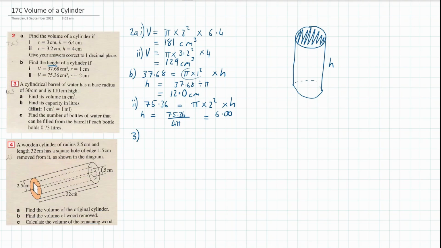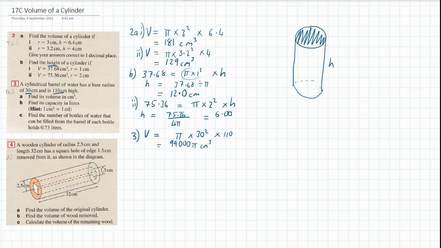Okay, number 3. I've got a cylindrical barrel of water that has a base radius of 30, and it's that high, and I've got to find the volume. Well, volume is equal to pi times the radius squared, which is 30, times the height, which is 110. 30 squared is 900, times 110 is going to give me 99000 pi centimeters cubed.